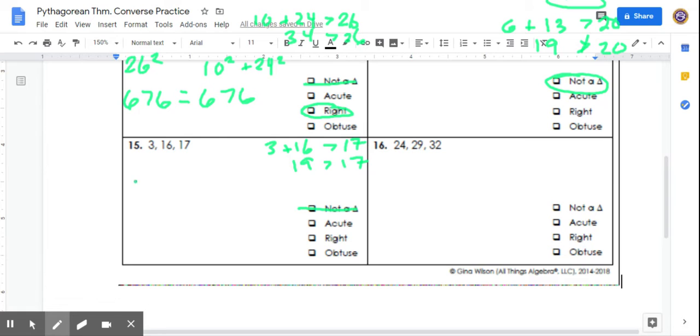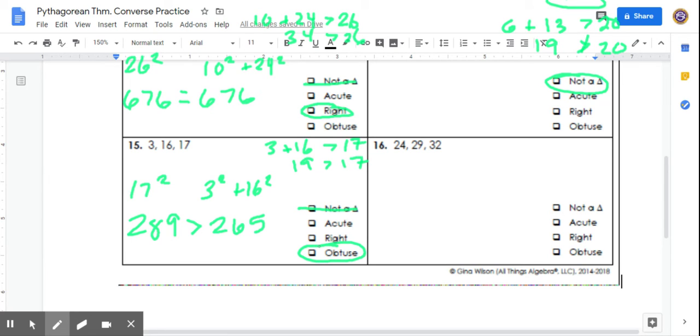So then we see if c squared, so 17 squared, is equal to, greater than, or smaller than a squared plus b squared. So 17 squared is 289. And then we have 3 squared plus 16 squared, which is 265. So c squared is larger than a squared plus b squared, which means it's obtuse.